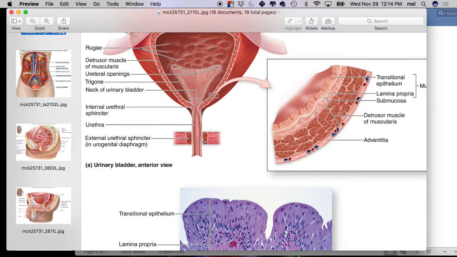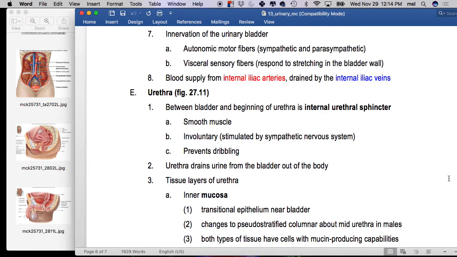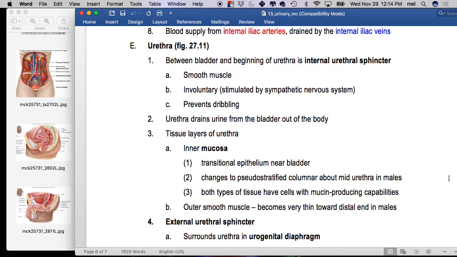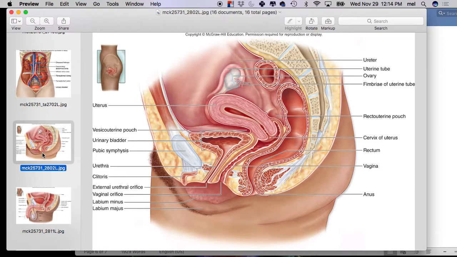Okay, so let's see. Tissue layers of the urethra. First let's look at the mid-sagittal section. Let's find the urethra and find the locations. So here's the urinary bladder and here's the urethra. That's the external urethral orifice in females. Please note that in females, the urethra is anterior and pretty much parallel to the vagina. Do you see? Anterior and parallel. And notice that they are right next to one another and just separated by connective tissue. Everybody good with that? Okay.